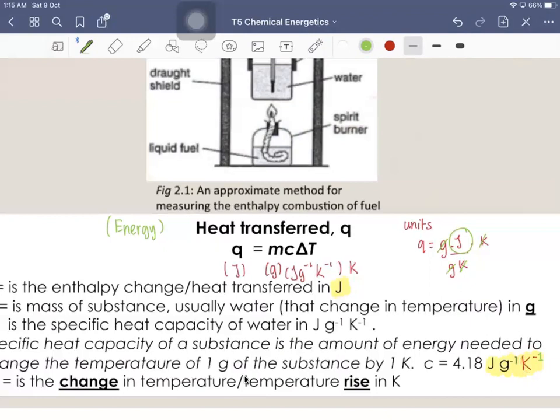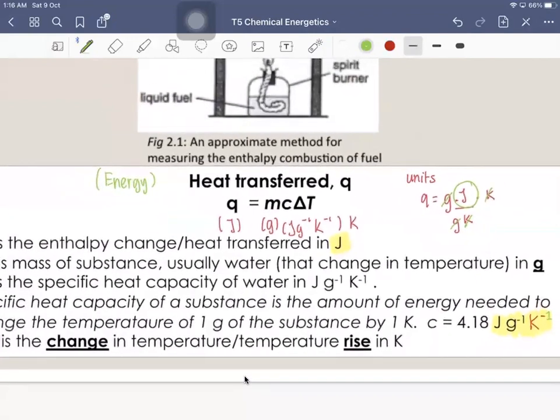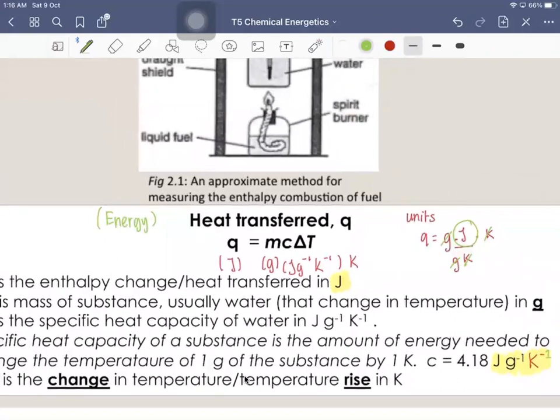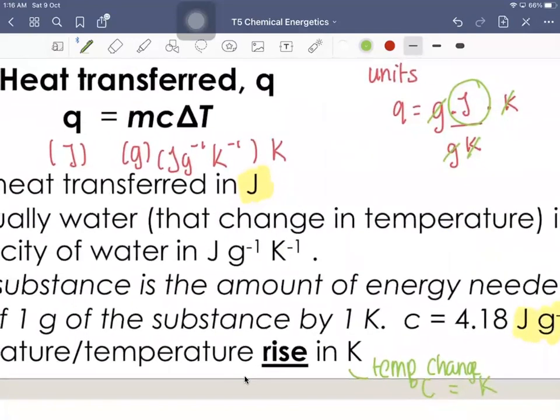Okay, another thing that I want to point out is the temperature change. Even though it says it is in Kelvin, I want you to know that temperature change in degrees Celsius is the same as in Kelvin, okay? It's the temperature change, not the temperature alone. I will show you in an example later on how come temperature change in degrees Celsius and Kelvin is the same, okay?